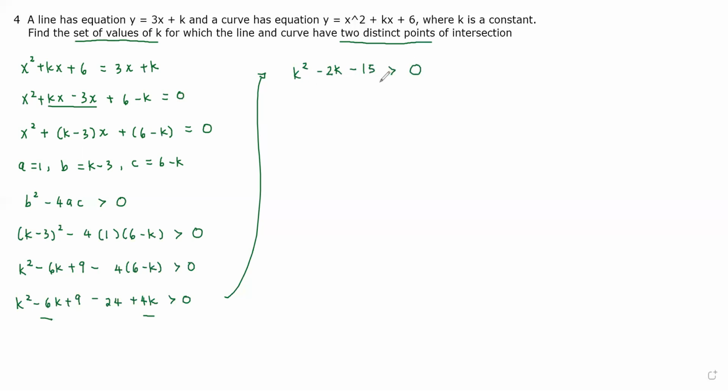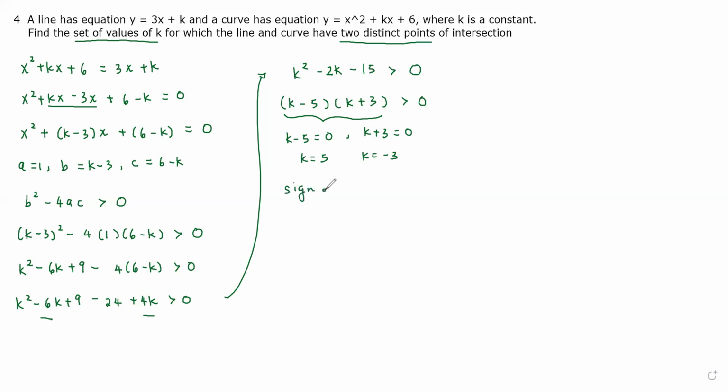This is a quadratic, or a trinomial, that can be factored to k minus 5 and k plus 3. So we factor this, and now we need to solve the inequality that k minus 5 times k plus 3 is greater than 0. In order to do that, we find the zeros of this first. Set k minus 5 to 0, you have k equals 5, and set k plus 3 to 0, so that k is negative 3.